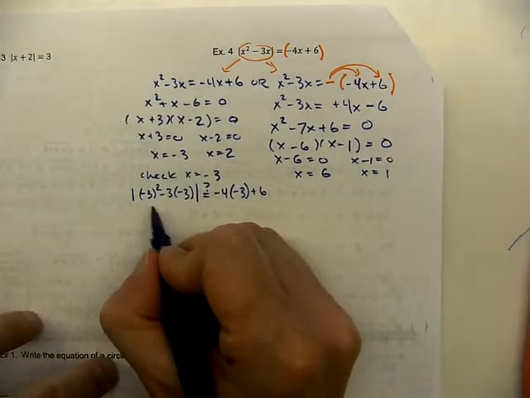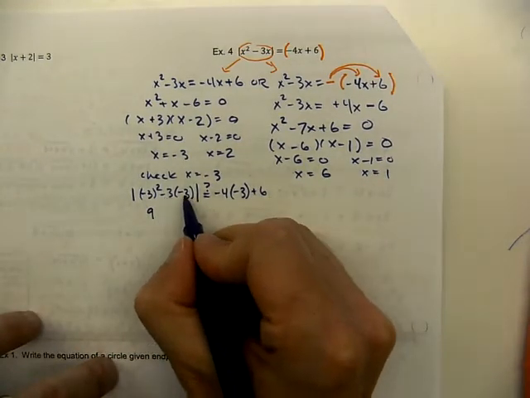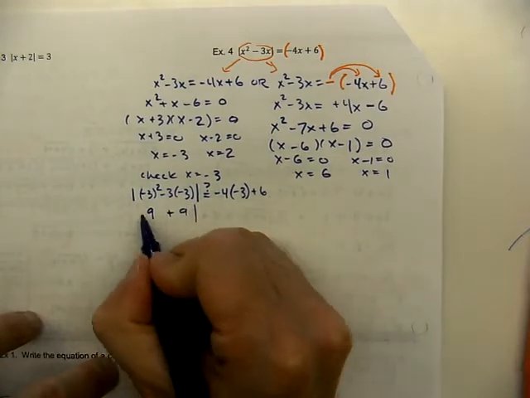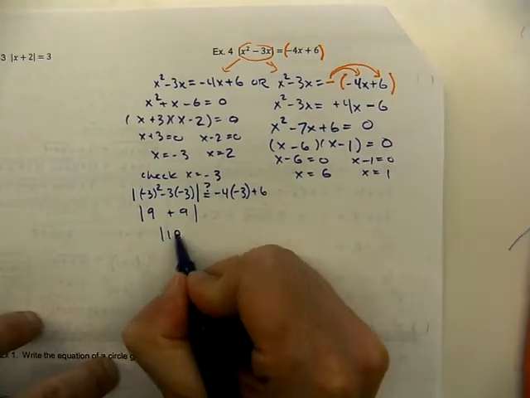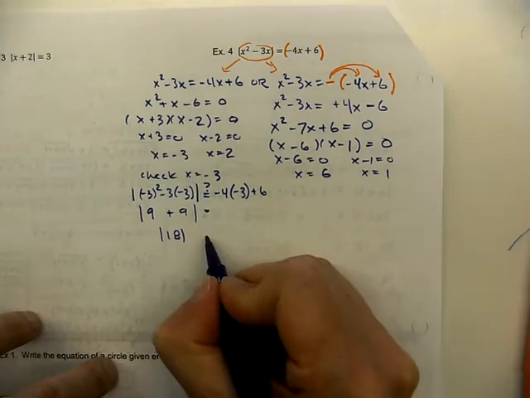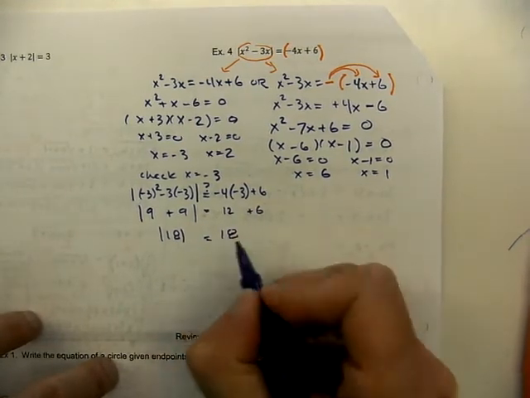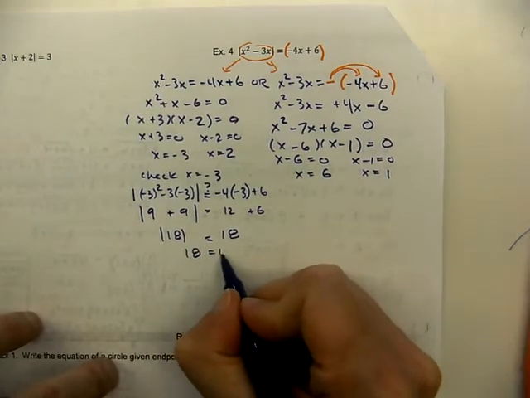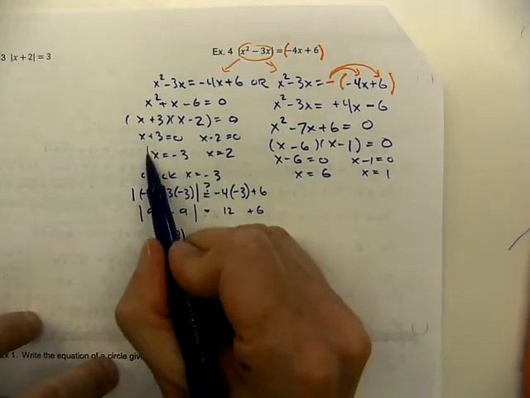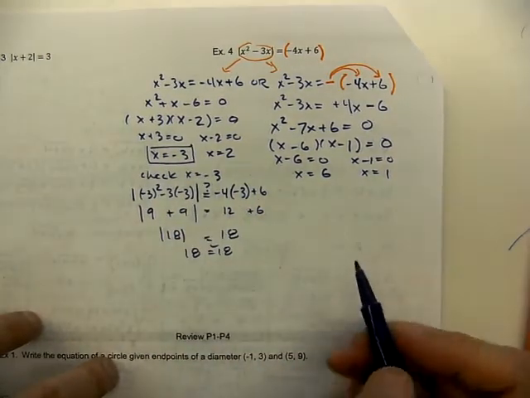So here we have a 9. Negative 3 times negative 3 is also positive 9. So we'll have an 18 inside the absolute value. On the right-hand side, we have a positive 12 plus 6. So we get an 18 as well. So yeah, that does check out. That's a true statement. So x equals negative 3 is a valid answer.